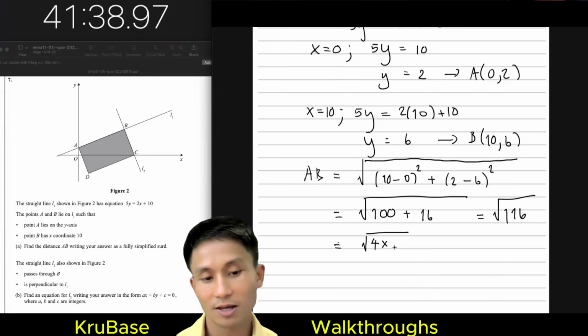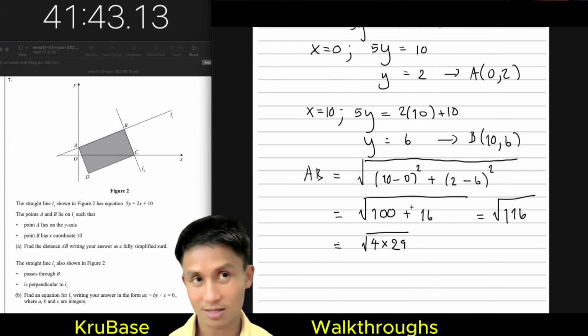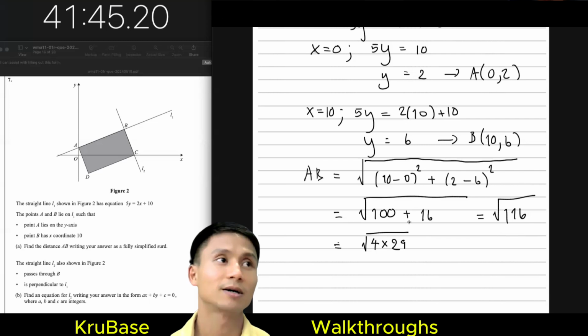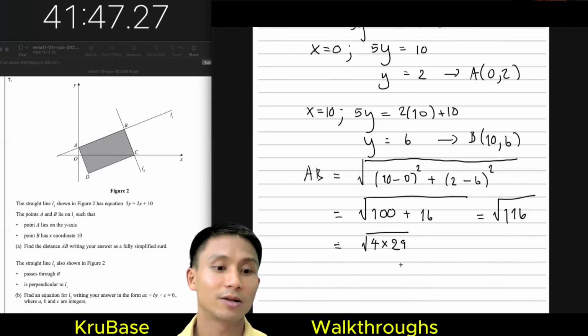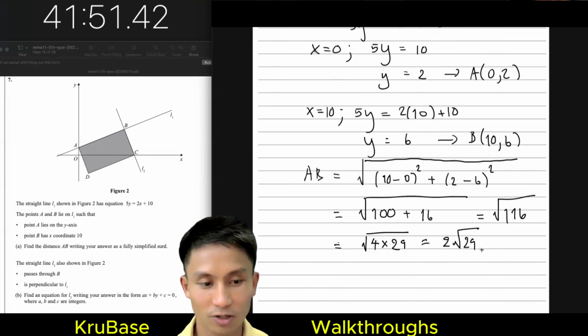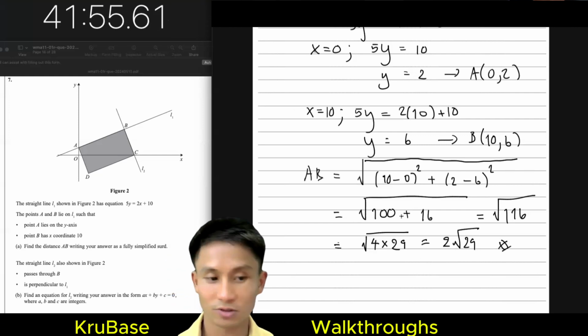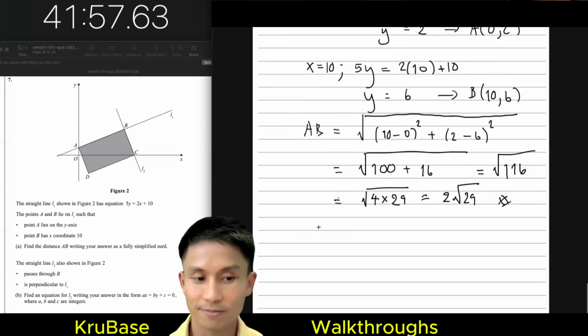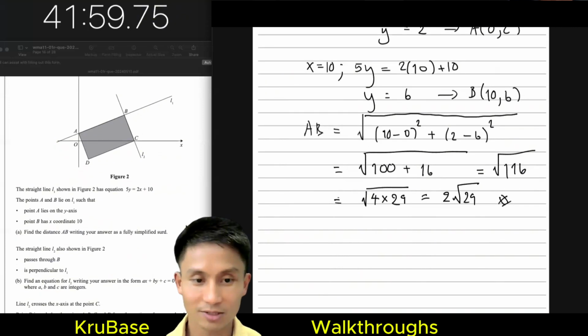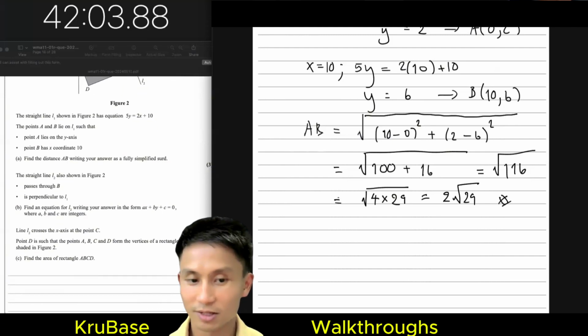4 times 29. Yeah, I think 4, 2, yeah, 8. And then, yeah, so that will be 2 root 29, because 4 is a square number. We can take the square root out like that. So that is going to be my distance AB, a fully simplified surd, of course.